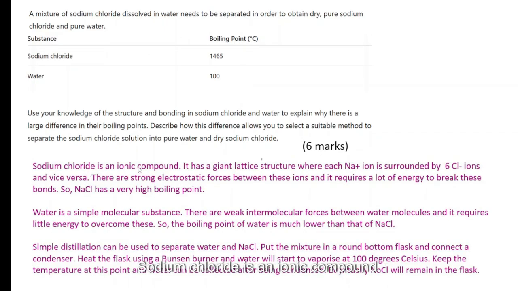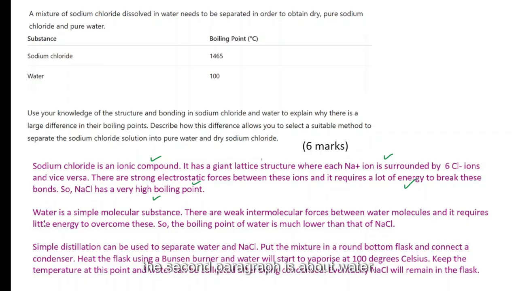Sodium chloride is an ionic compound. It has a giant lattice structure where each sodium plus ion is surrounded by 6 chloride ions and vice versa. There are strong electrostatic forces between these ions, and it requires a lot of energy to break these bonds. So, sodium chloride has a very high boiling point. So you can think about these kind of points about sodium chloride.